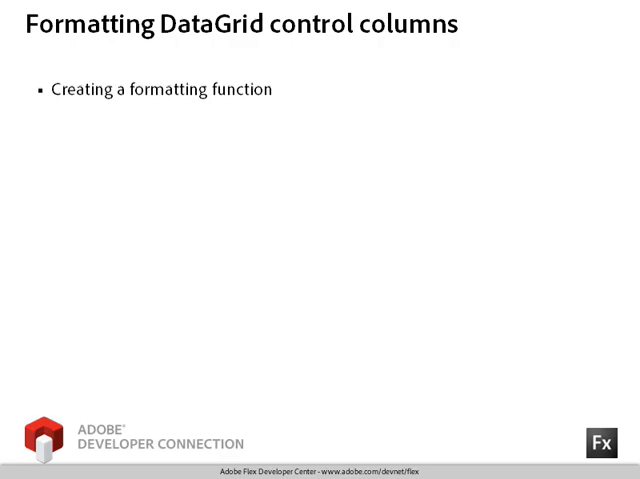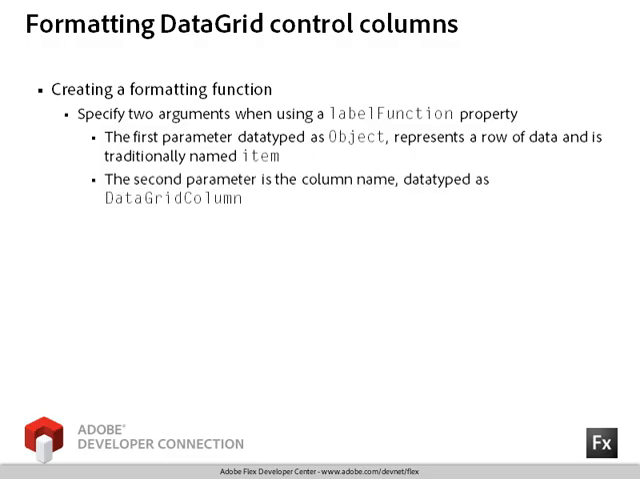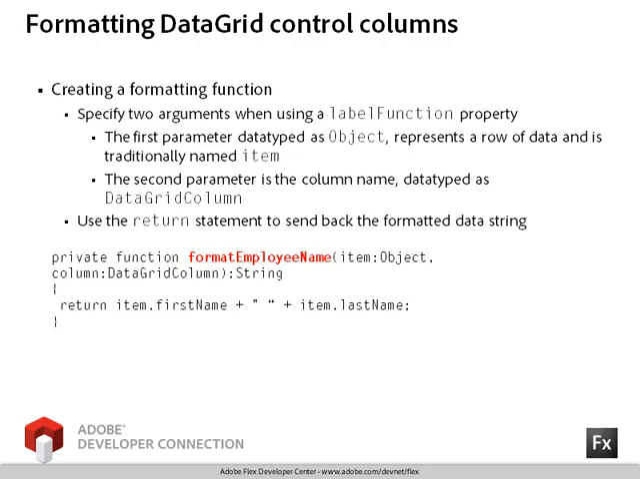When you create a formatter function, you must specify two arguments for it. The first argument is an object instance that is traditionally named item and represents all of the data in that record of the data provider object. The second parameter is traditionally named column and is data typed as an instance of the DataGrid column class. It represents the name of the column on which this function is being called. You will use the return statement and send back a formatted string.